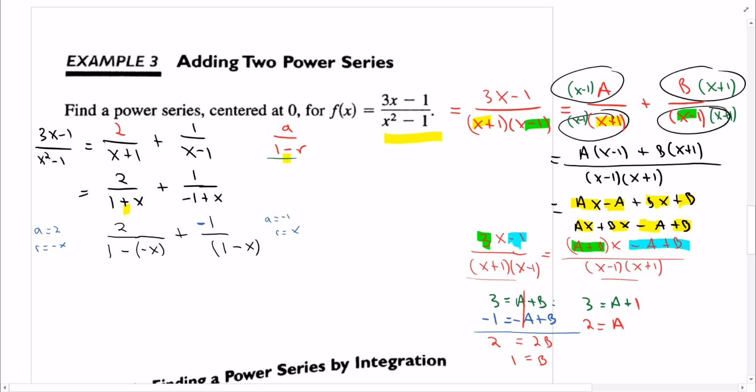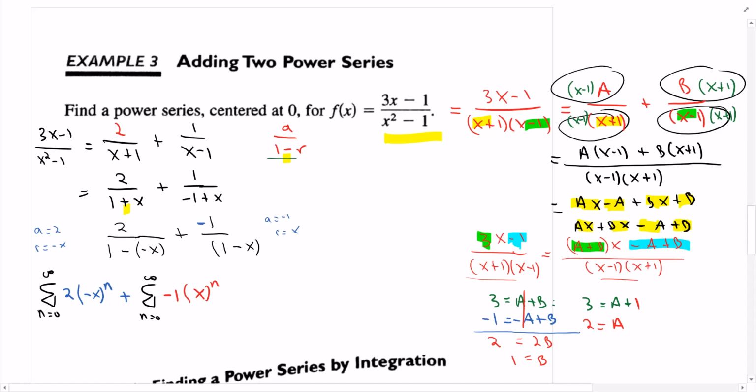And so we can write two separate geometric power series for this. We don't need to write out all the terms. We can just write the little summation, n is 0 to infinity. A is 2 for the first one, so 2 times negative x to the n. And we're going to add that to the second one, which still goes 0 to infinity. In this case, a is -1 times x to the n.